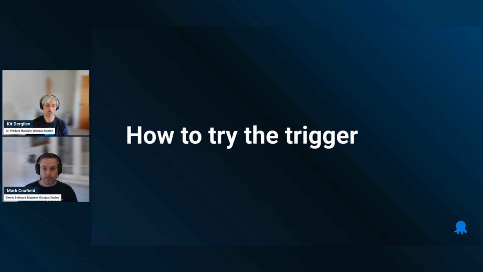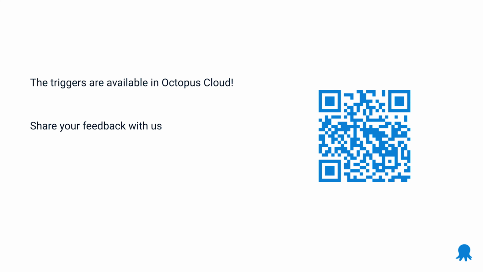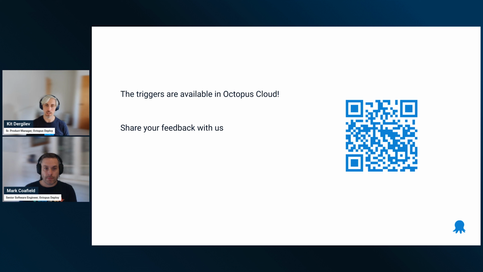So now, how can you try the trigger? We've just released this in Octopus Cloud. So if you're an Octopus Cloud customer, you can just start using this. It should be available in all your projects. You need to open the project and manually configure this, and then you can enjoy the trigger. And the on-prem customers will get it with the next on-prem release.